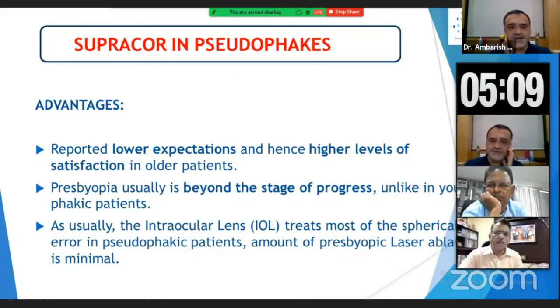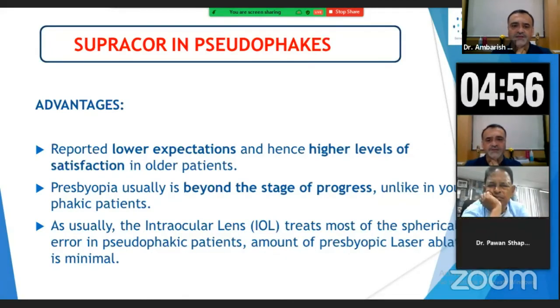This is another thing which I have started attempting in the last 1 or 2 years. So the basic advantage in these patients, treating pseudophakic patients, is that expectations are not great, one thing, and these are mostly 60 plus patients. So even if you are able to provide Supracore at this stage, the patient will have a good amount of intermediate for their routine activities without the glasses.